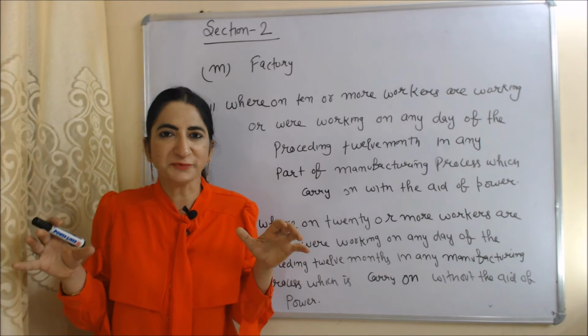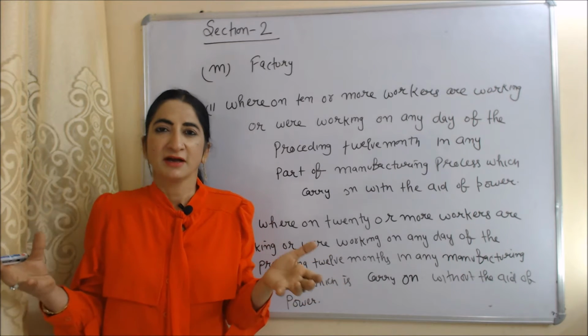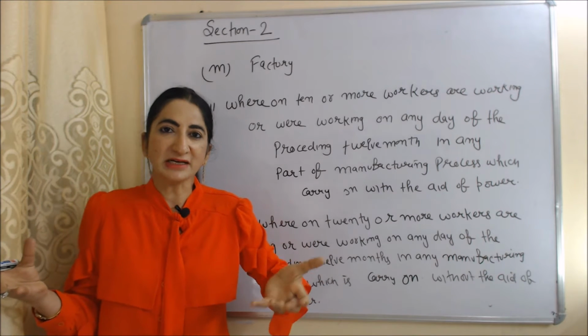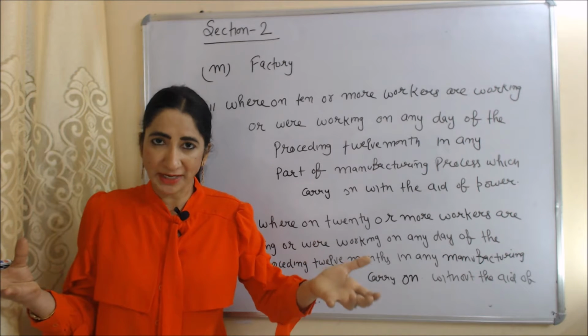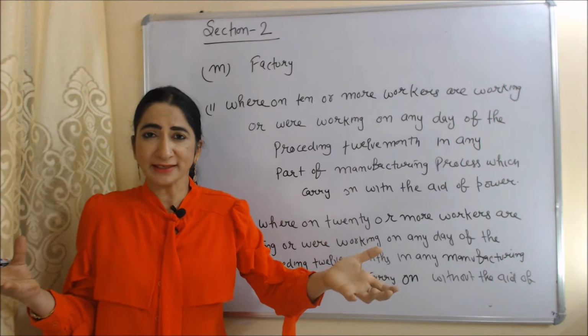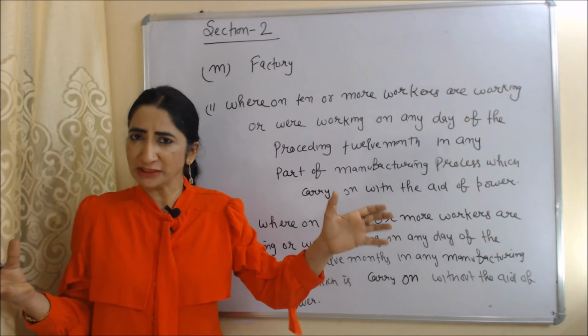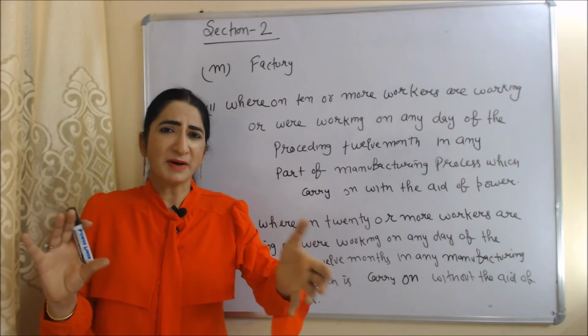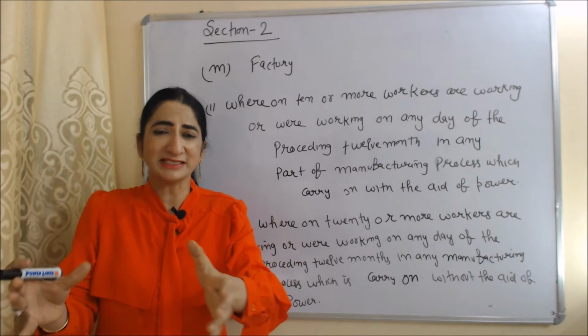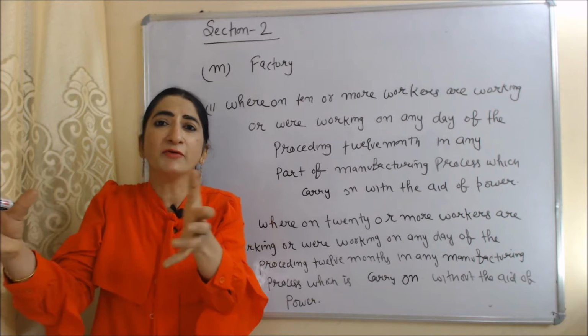So what is a factory according to this act? Factory means where 10 or more workers are working or were working on any day of the preceding 12 months in any part of a manufacturing process which is carried on with the aid of power.